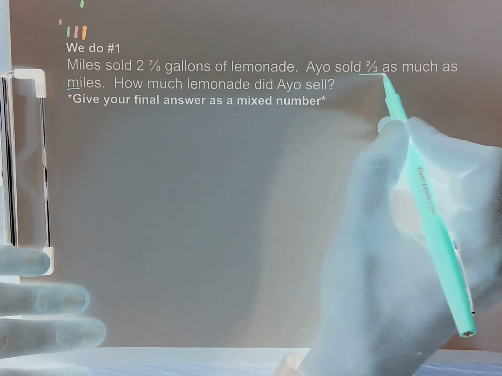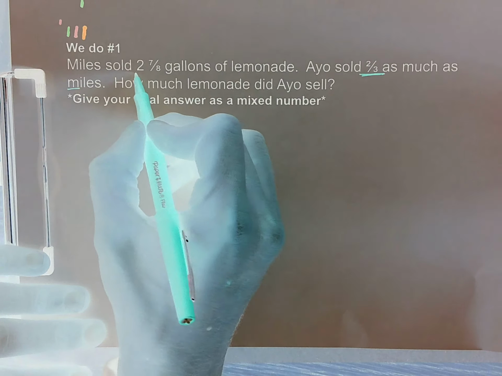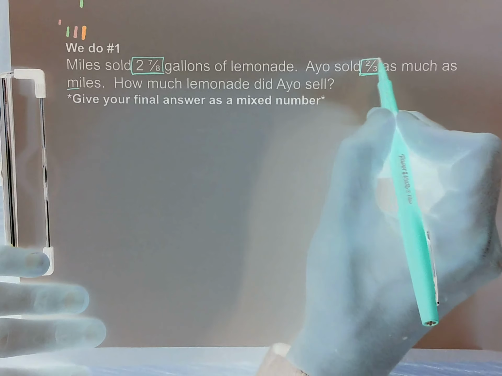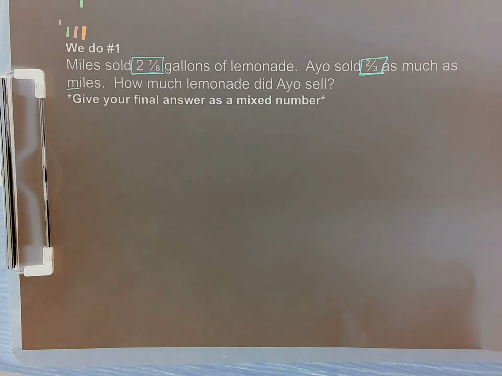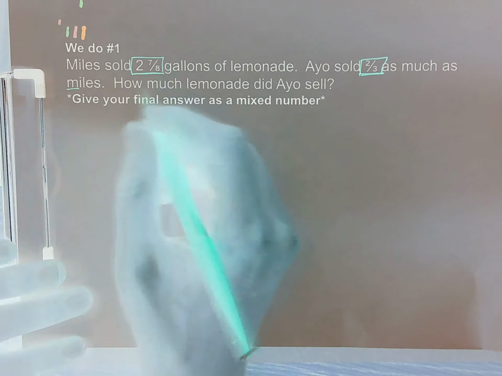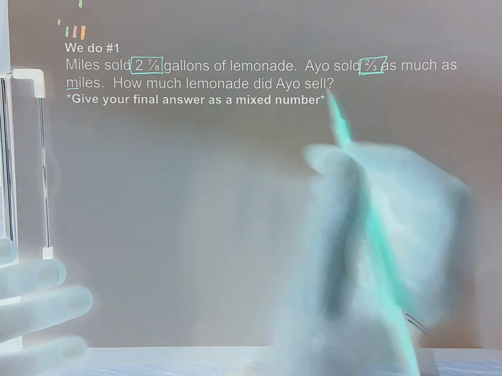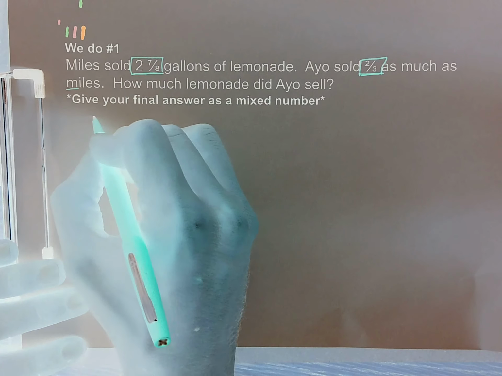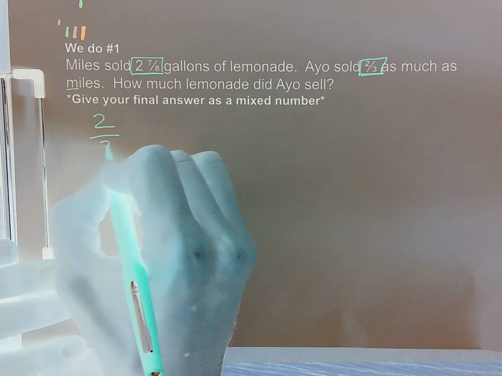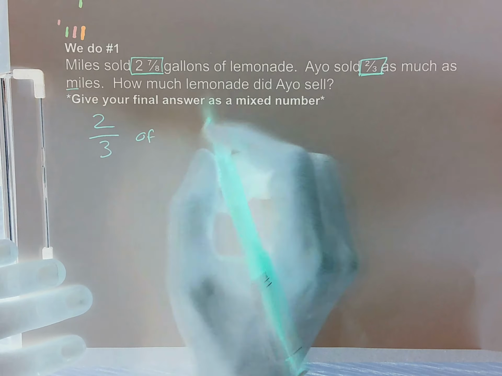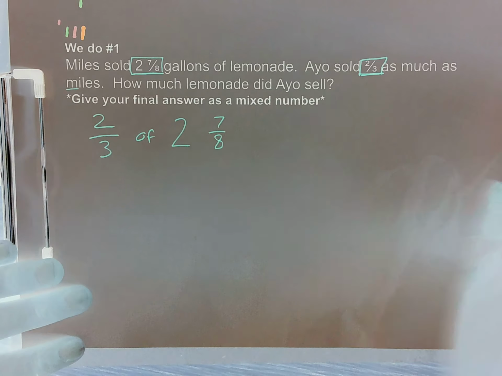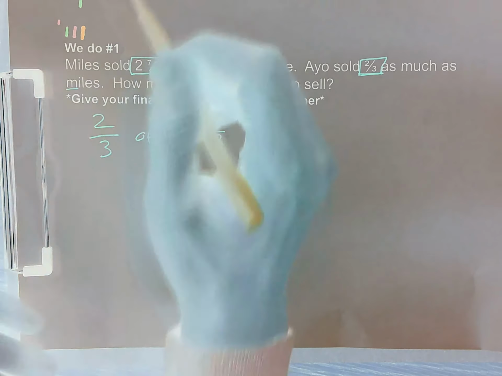In this problem, I'm going to need to find what 2/3 of 2 and 7/8 is. Miles sold 2 and 7/8. Io sold 2/3 as much. So I'm going to set this problem up the same way as we did from yesterday. 2/3 of 2 and 7/8. I can replace the of with a multiplication sign.